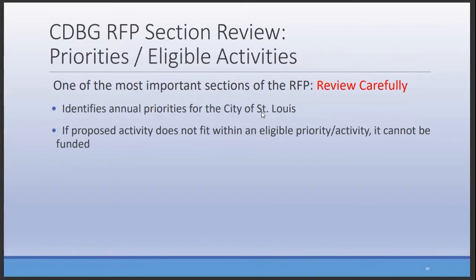It is critical that you review the priorities and eligible activities section. This section identifies the funding priorities for the City of St. Louis, which was discussed in depth during our funding priorities presentation. If the proposed activity is not an eligible activity and is not listed as a priority, then CDA cannot fund it.